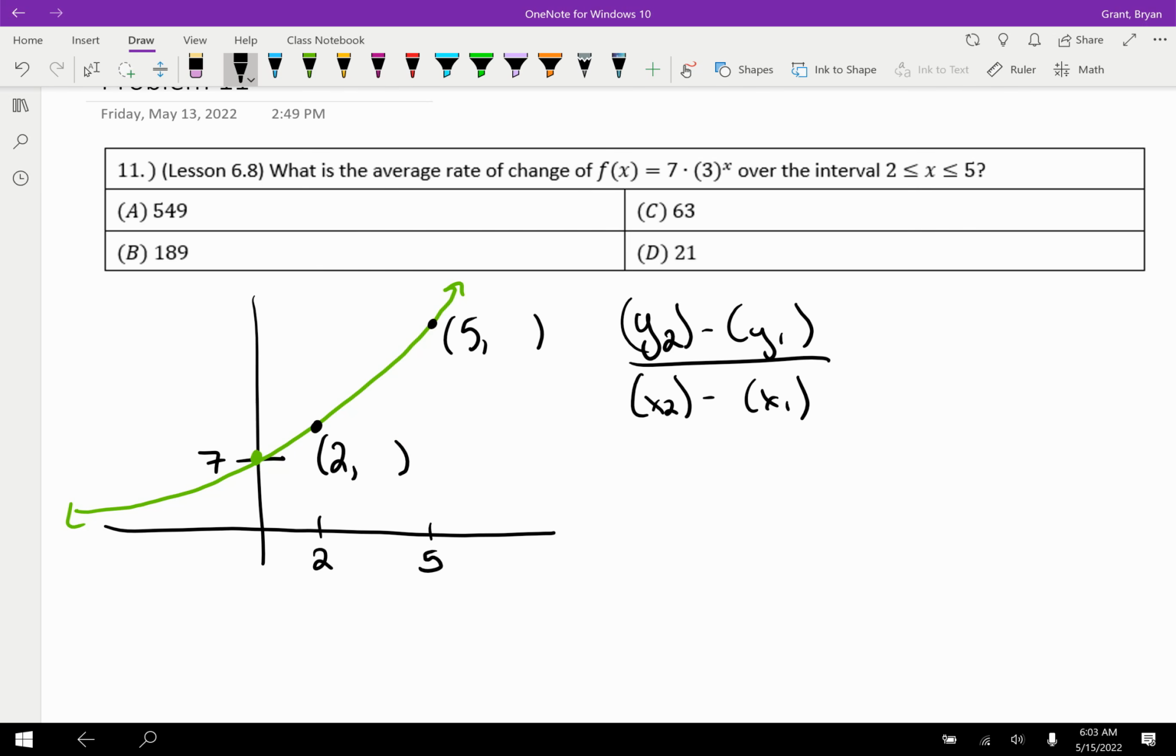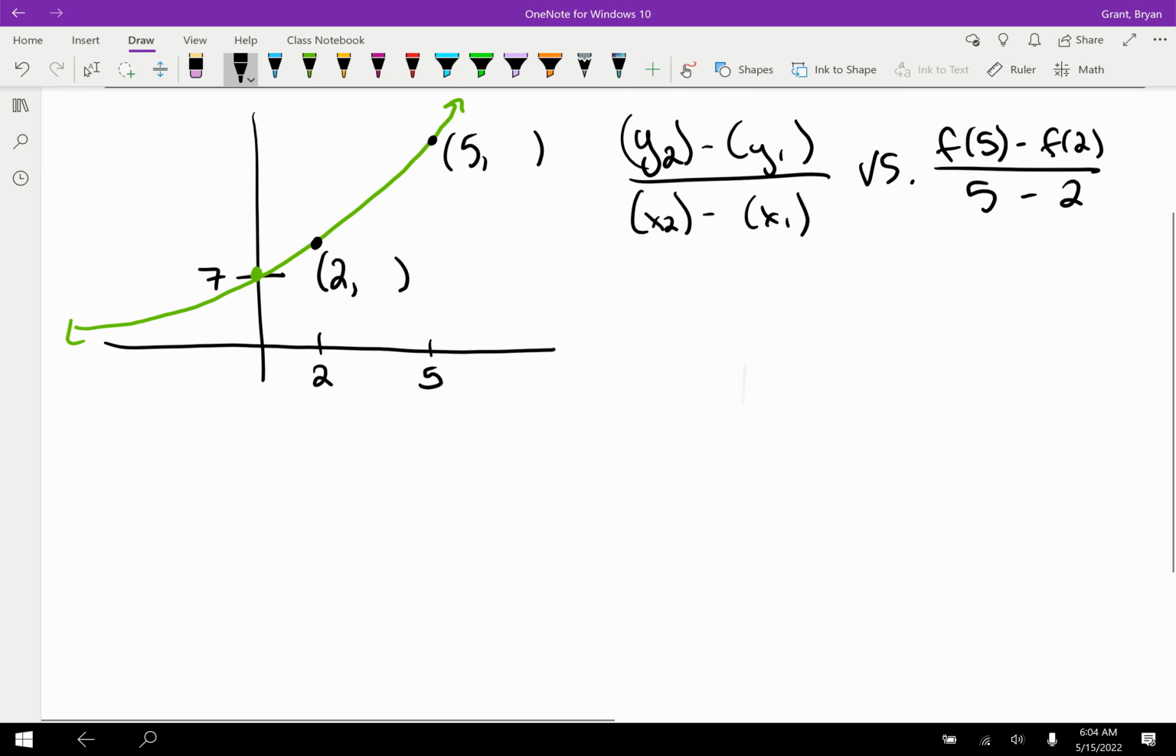And this is why sometimes you might see this slope formula written as the y values in terms of function notation. So they might write this as f of 5 minus f of 2 divided by 5 minus 2. That is the more common way you see the slope formula going on into the future. All that means, though, is find the y values for the given x values. So we should probably find those y values, huh?